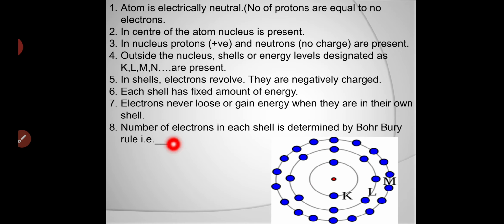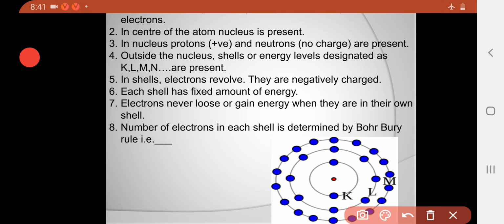The number of electrons in each shell is determined by the Bohr-Bury rule. He gave a very important rule to conclude how many electrons are there in the first shell, the second shell, the third shell. So there was a question, and Bohr solved it. He gave the Bohr-Bury rule, and the rule is 2n squared.